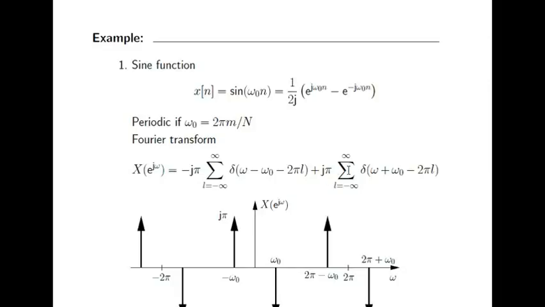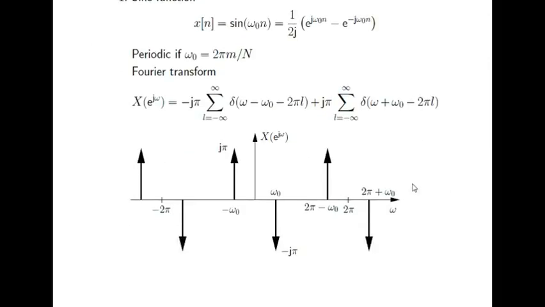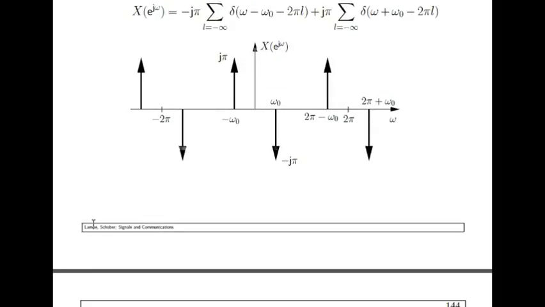This is because the Fourier series coefficients of the sine function are 1 upon 2j and minus 1 upon 2j. So this one is for minus 1 upon 2j for l equals minus 1, and this is for 1 upon 2j where the value is taken as 1. This is the graphical representation of the above function. Similarly, you can do the same for the cosine function.